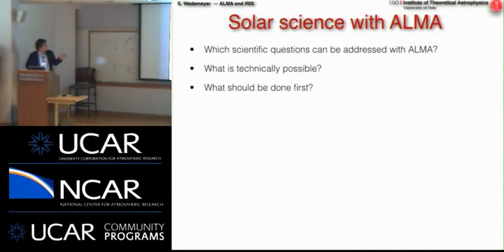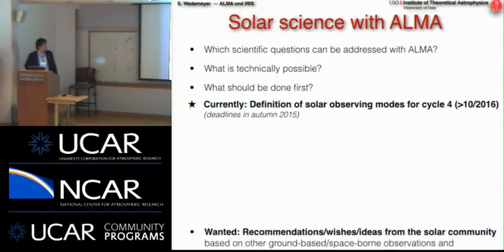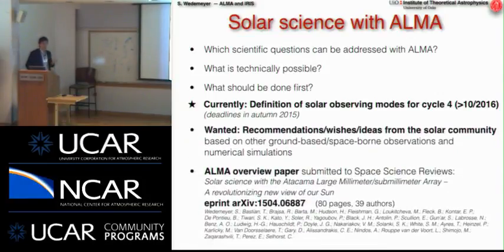So what is possible? What should we do first? Currently, until autumn or so, solar observing modes will be defined. That means what will be available for solar observations in the first cycle next year. That means as a solar community, we have to act now and express what we would like to see first. That could be based on simulations and observations.